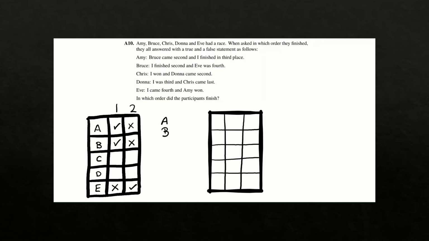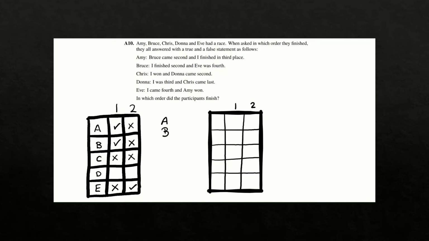Now, if Amy came first, that means that Chris's first statement, saying he won, must be false. But his second statement says Donna came second. But we know from Amy and Bruce's first and second statement that Bruce must have come second, so both of Chris's statements are false. This means that Amy and Bruce's first statements must also be false, as if they are true, Chris has two false statements, rather than one true and one false.